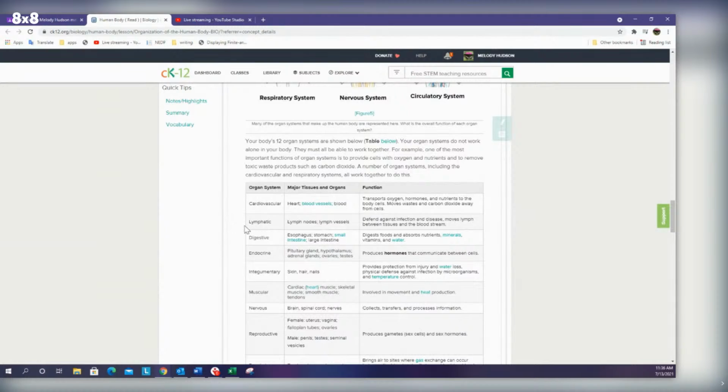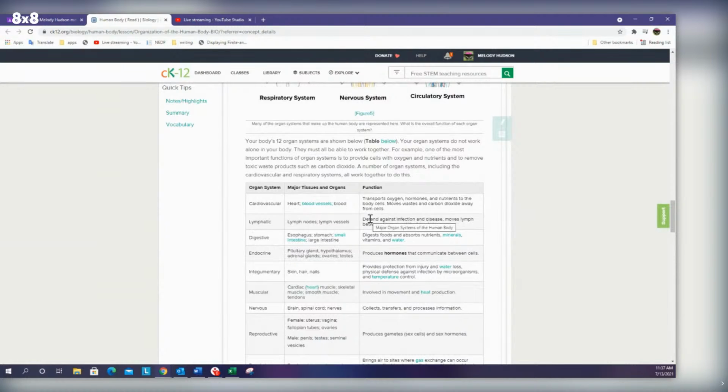Then we have the lymphatic system, which is very important. You may know that you have some small nodules on each side of your throat. Those are called lymph nodes. And then we have lymph vessels in different areas of our body. Some are in our armpits, they're different areas. And this helps the body to defend against infection and disease and moves the lymph or the fluid between tissues and the blood system. So this is your body's filter. So it's a very important system.